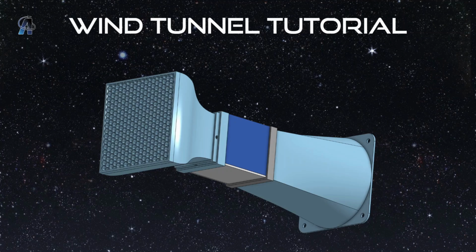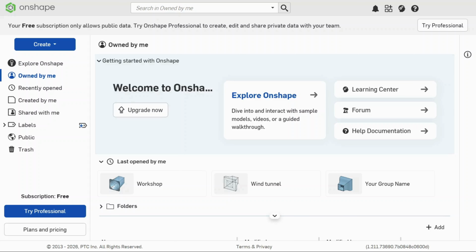So, in this workshop tutorial, we're going to be learning how to make a wind tunnel from scratch, basically the modeling and assembling of that. We're going to be using Onshape for this, and this is Onshape.